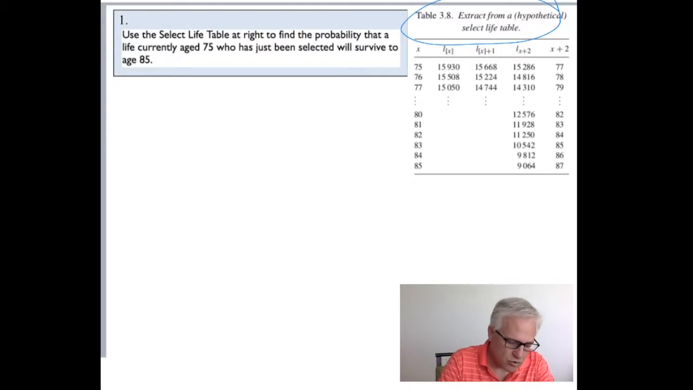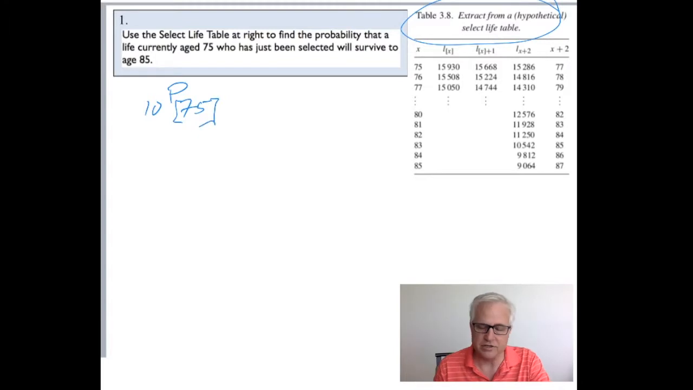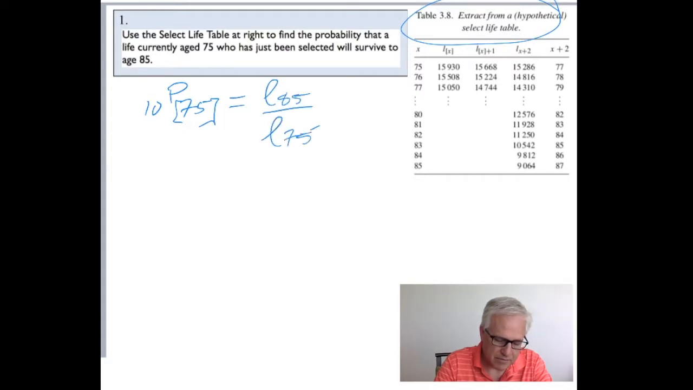Okay, so in other words, we're trying to find 10p75, but to indicate that this life was selected at 75, some underwriting was done, checking their health, I'm going to put brackets around it. And 10p75, or the probability of surviving from age 75 to age 85, is L85 over L75, but again, I need to put brackets around it to indicate that this is a select life. And I can calculate that as L85, we can see is 10,542.